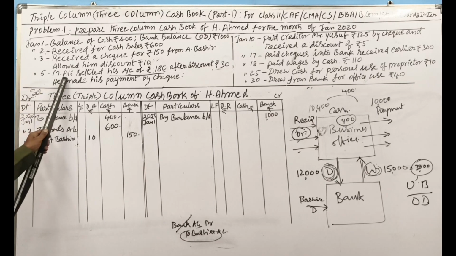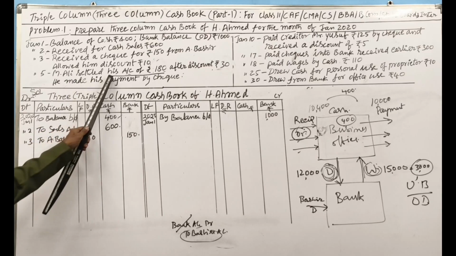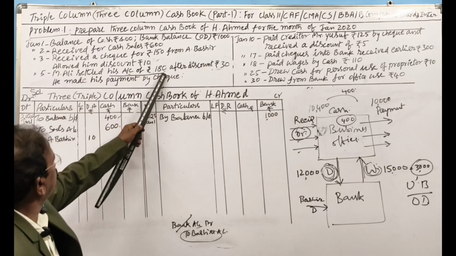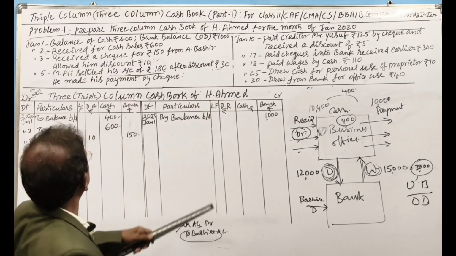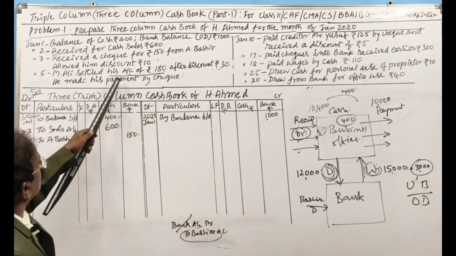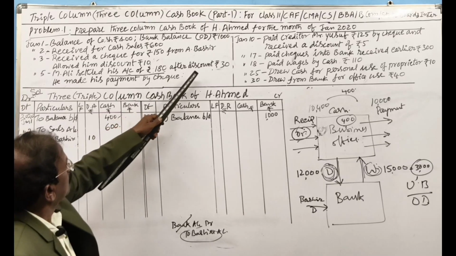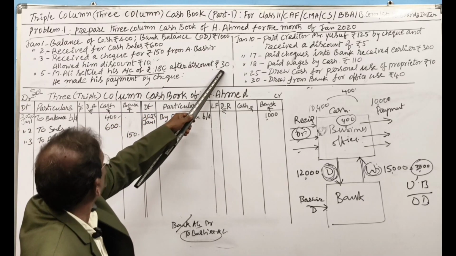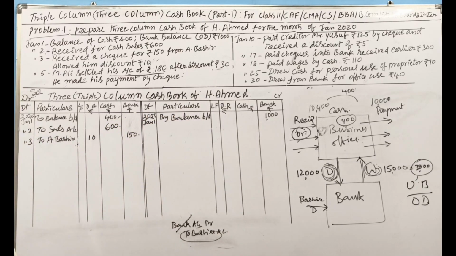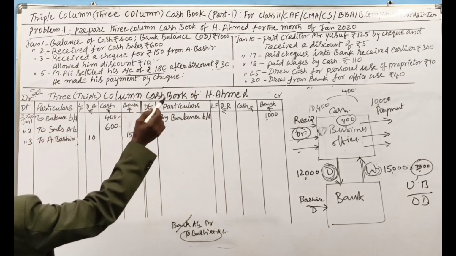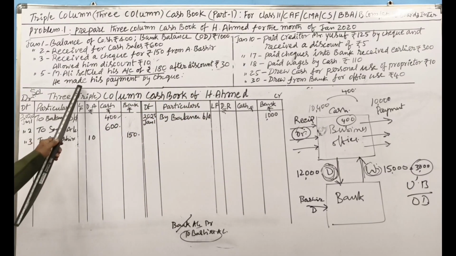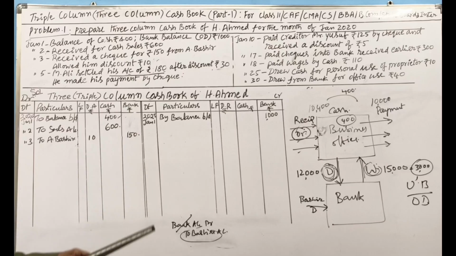Fifth, Mr. Ali settled his account of rupees 180. After discount 30 rupees. The total account amount is 180 rupees and we are allowing him a discount of 30 rupees. It means how much is he giving? He is giving 150 only. 180 minus 30, 150. He made his payment by check.